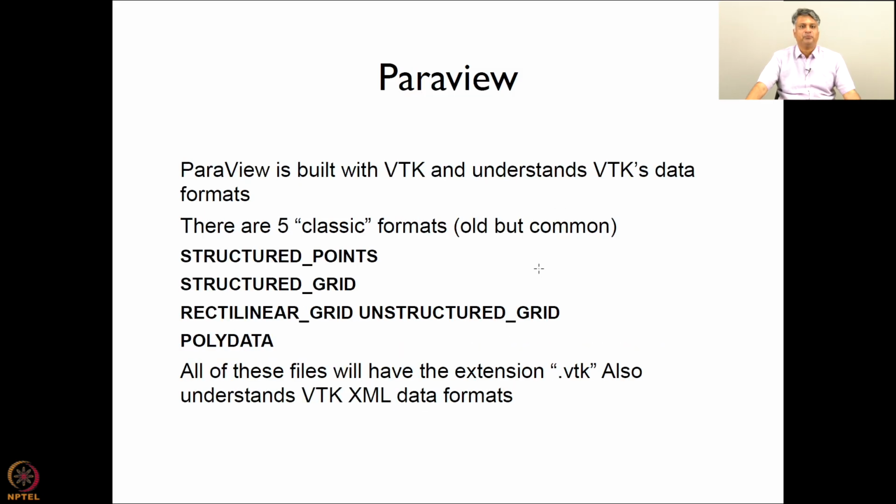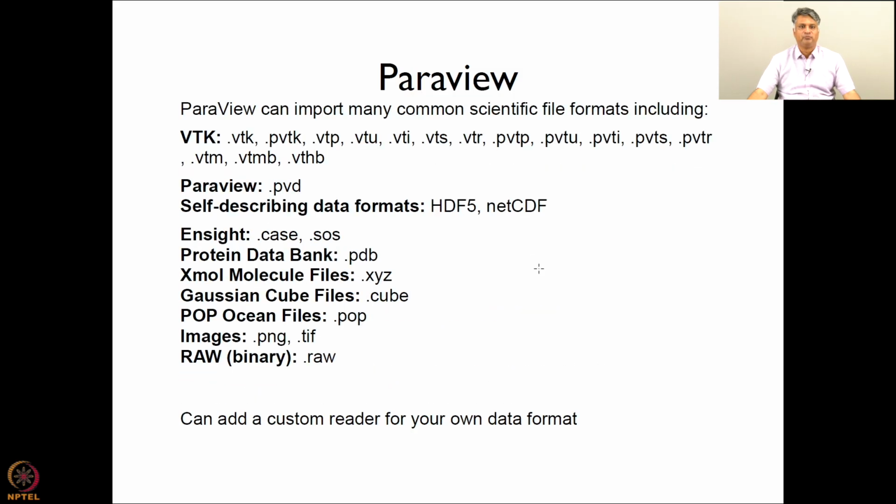So ParaView is built, as we said, with the visualization toolkit, and it understands the visualization toolkit's data formats. There are 5 types of classic formats which are old but now very common. One is structured points, which go in Cartesian structures. Then there is structured grid, there is rectilinear grid, there is unstructured grid, and there is polydata. All of these files will have the extension .vtk. The visualization toolkit also understands the VTK XML data formats. So you can output data in several formats, and it will take in all these data and then make the appropriate calculations and render the image.